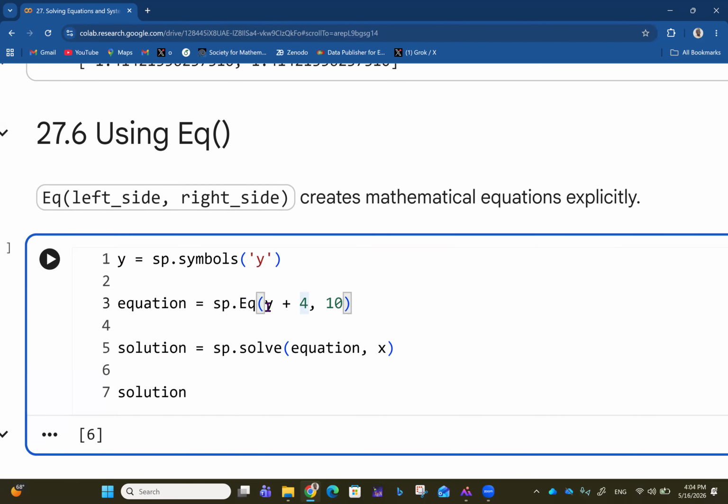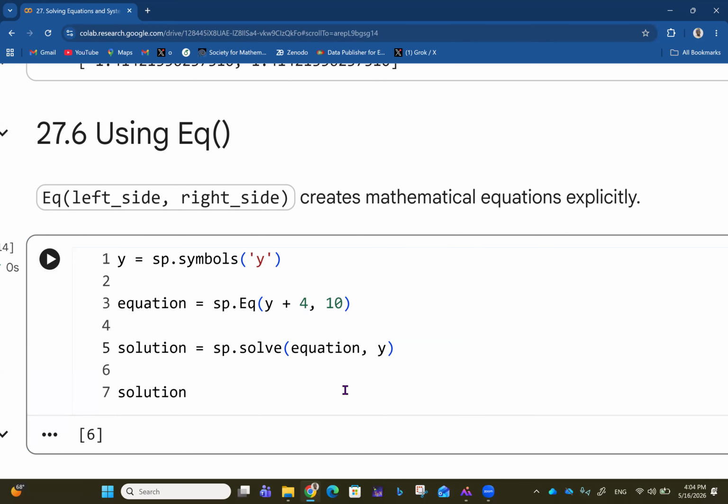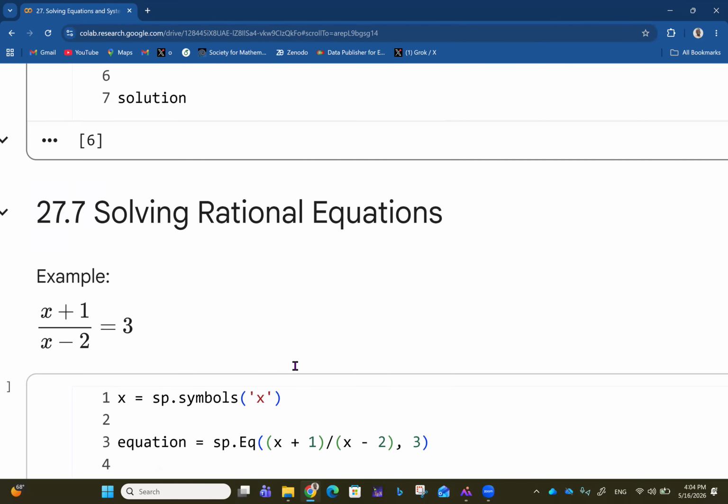So on the left hand side you have Y plus 4, on the right hand side you have 10, and they are separated by commas. So the solution now is sp.solve. Then you solve this equation with respect to Y, because I've changed it. So you run that and you get 6. Of course, Y plus 4 equals 10. Subtract 4 from both sides. You have Y equals 10 minus 4, which is 6. So you use Eq to create mathematical equations explicitly.